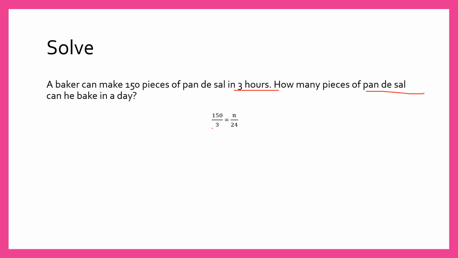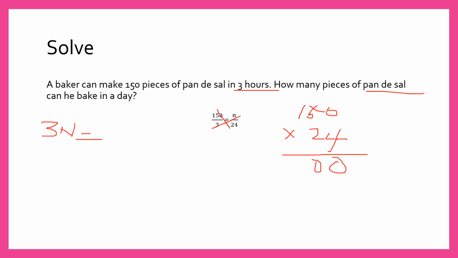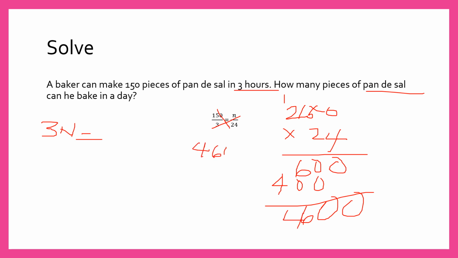Okay, so we use cross multiplication here. So we get 3n is equal to 150 times 24. Okay, so we got 0, 0, 2, 6. Then we had 0, 10, 4. That is 4,600. 4,600 divided by 3. Okay, so this is 4,600.